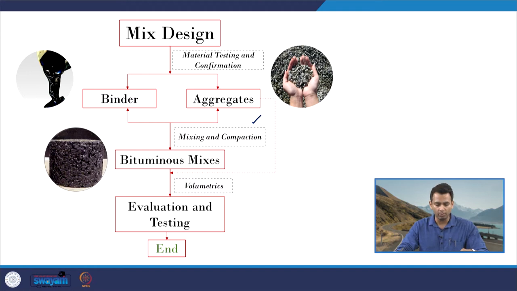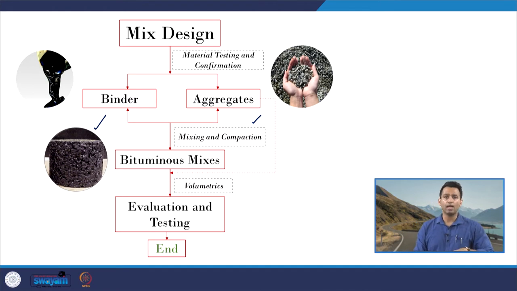For example, it can be an impact compaction, a gyratory compaction, or a kneading compaction. So we adopt some compaction process, and finally we will have our bituminous mixture which you are seeing here on the screen, something in this form. It can be of different diameter and height depending on the compaction process we are adopting, and also depending on the gradation, which we will discuss later.